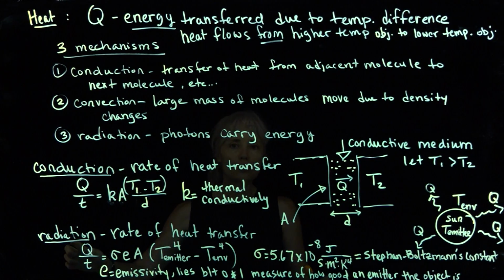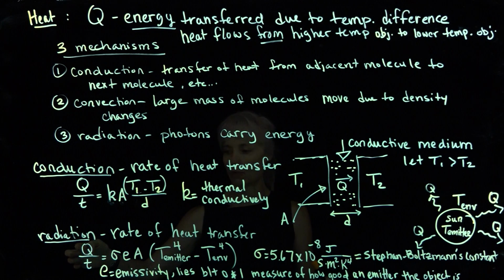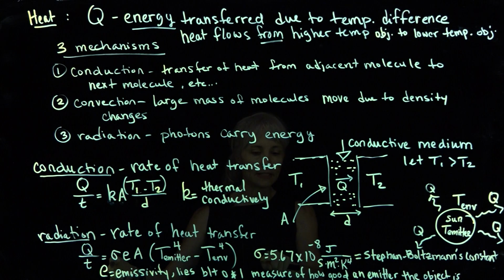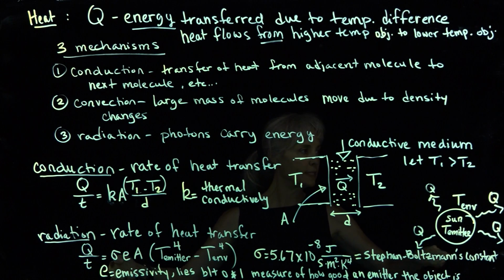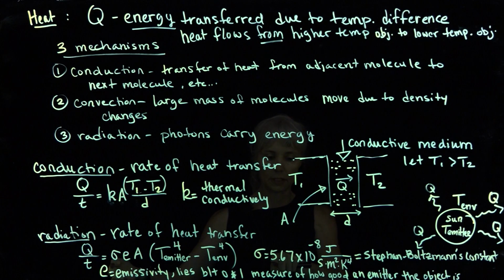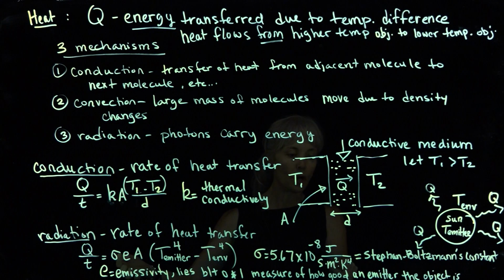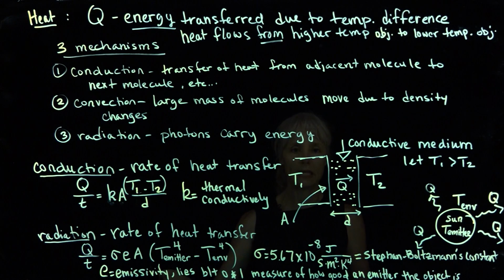The rate at which heat is transferred via radiation is described by this formula right here. So this is the rate of heat flow via radiation, and this is equal to sigma. Sigma is Stefan Boltzmann's constant. Stefan Boltzmann's constant is 5.67 times 10 to the minus 8 joules per second per meter squared per Kelvin to the fourth power, times little e. Little e is known as emissivity.